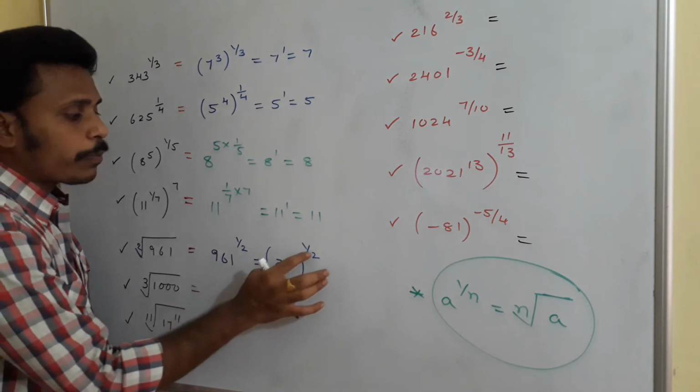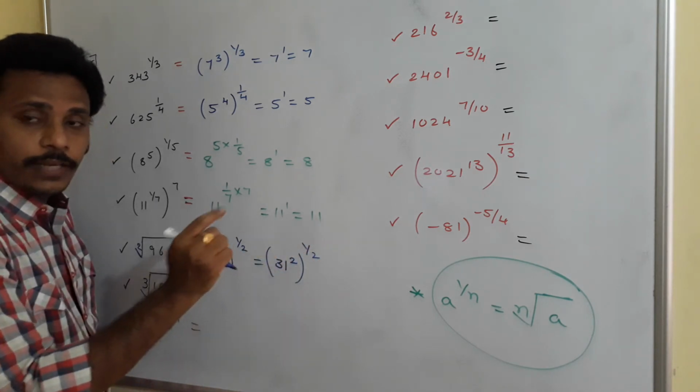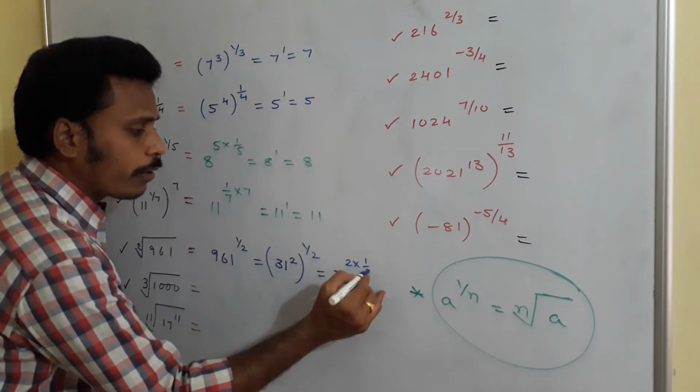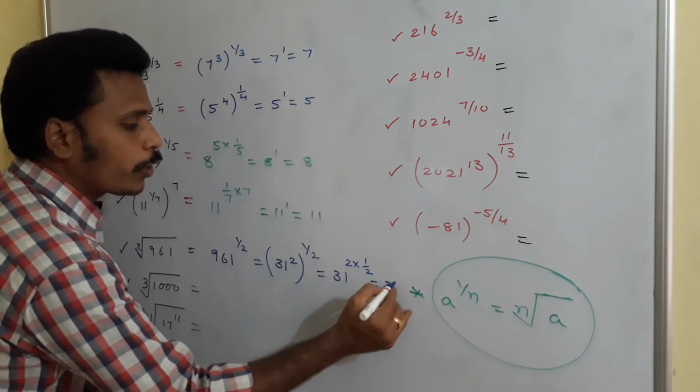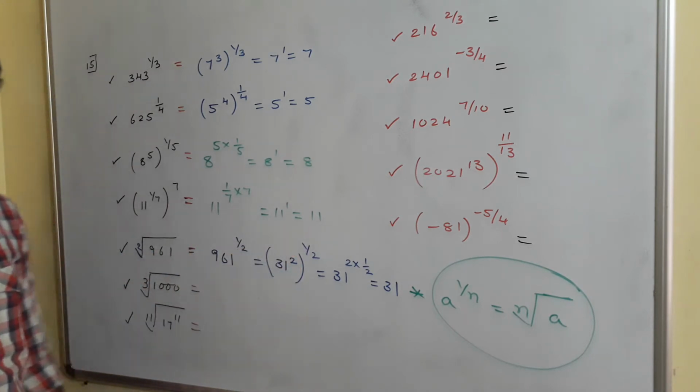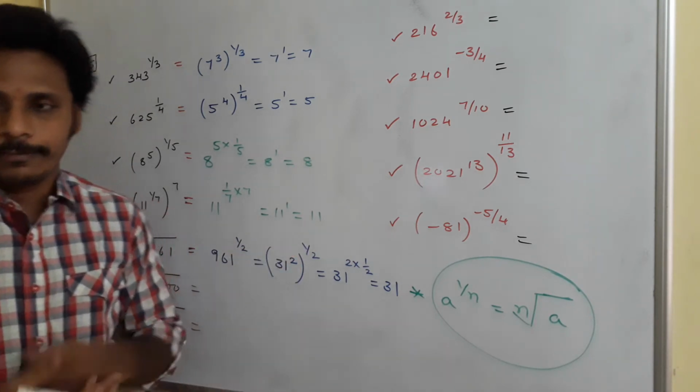Again, if you multiply 2 and 1 by 2, it gives you 1 only. This is equal to 31 to the power 2 into 1 by 2, which leaves you 1, and your answer is 31. So at the end, the square root of 961 is 31.